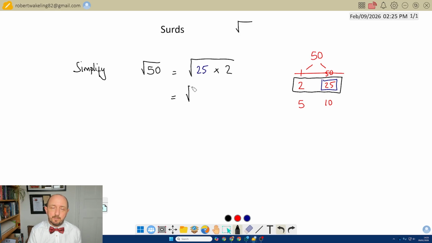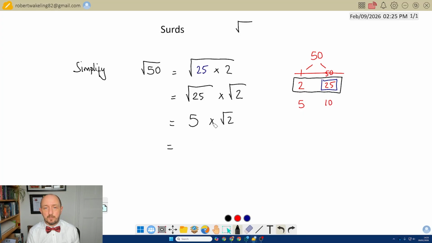We can then split these two apart into two separate square roots. We just chop it down the middle. And then we chose 25 so that the square root of 25 would be 5. 5 times root 2. Just like algebra, we don't have to bother writing the times. 5 root 2. Like that. Okay, so this is the process of simplifying. We're taking a larger number and we're removing the square factor and putting it in the front.